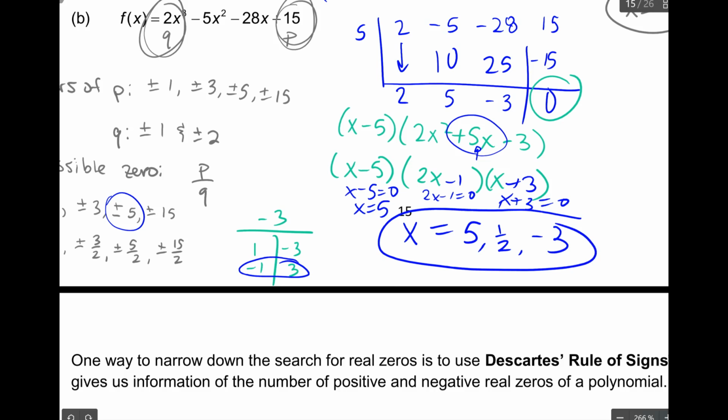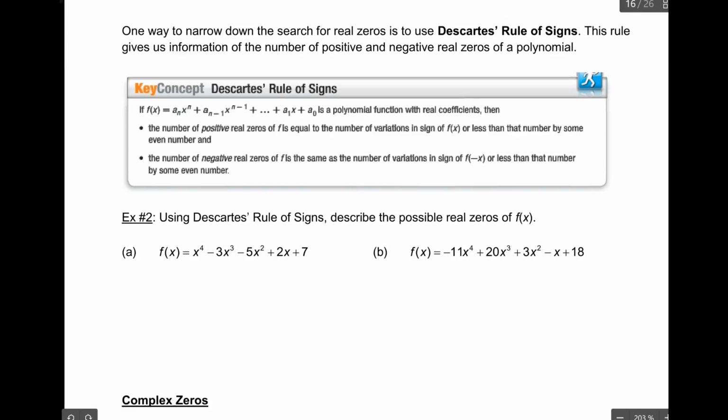That's it. So one way to narrow down the search for real zeros is to use Descartes' rule of signs. This rule gives us information on the number of positive and negative real zeros of a polynomial. So as you can see, that can take a lot of work. So something a little easier is Descartes. I don't really care what you want to call it. It's just a little easier.